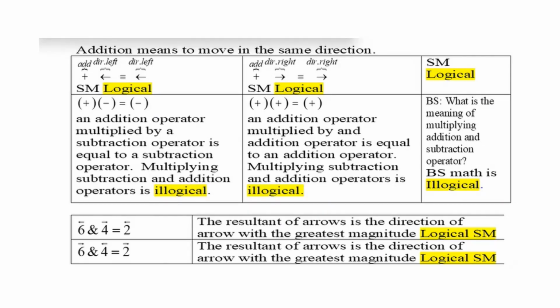BS math is illogical. If you use numbers in arrows, 6 in this direction and 4 in that direction is 2 in this direction. The result of arrows is the direction of the arrow with the greatest magnitude. Logical symmetry math. A 6 in that direction, a 4 in this direction is a 2 in that direction. The resultant of arrows is in the direction of the arrow with the greatest magnitude. Logical symmetry math.